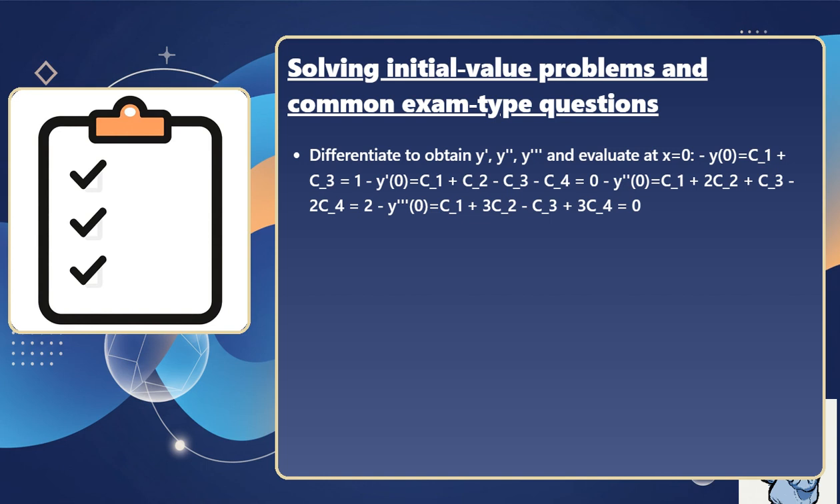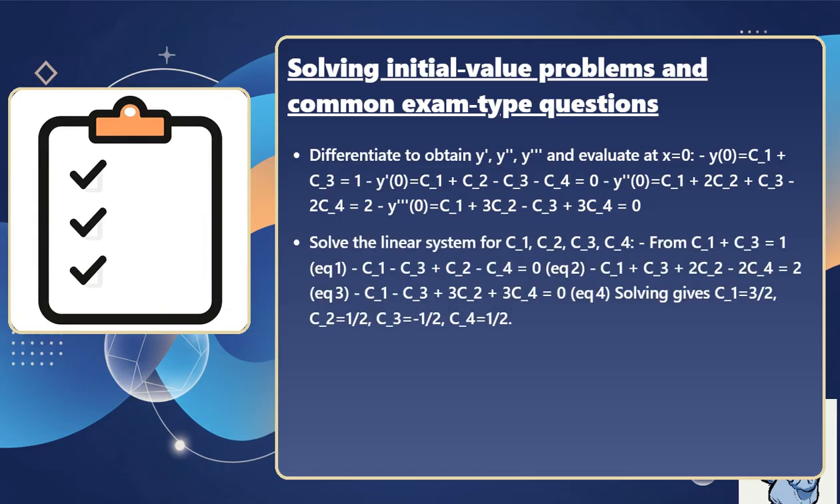y(0) equals c1 plus c3 equals 1. y'(0) equals c1 plus c2 minus c3 minus c4 equals 0. y''(0) equals c1 plus 2c2 plus c3 minus 2c4 equals 2. y'''(0) equals c1 plus 3c2 minus c3 plus 3c4 equals 0. Solve the linear system for c1, c2, c3, c4.